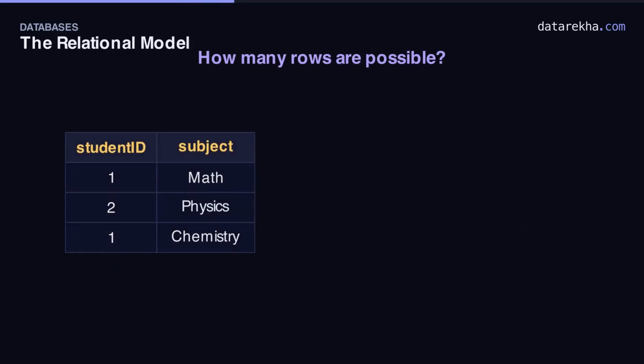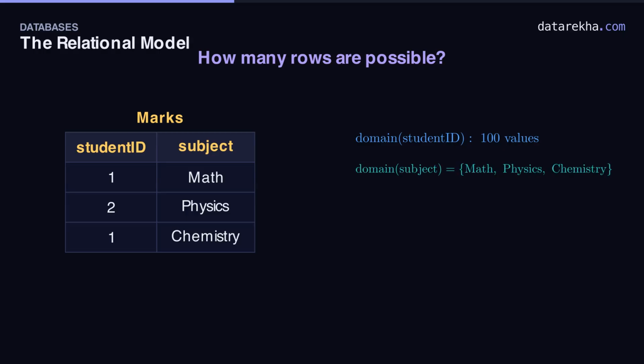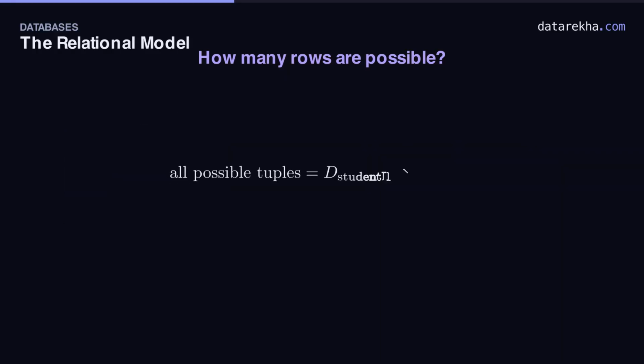Here's a lovely question that ties everything together. A relation is a set of tuples. So how many different tuples could it ever hold? Take a small relation, marks, with 2 attributes, a student ID and a subject. Each attribute draws from a domain. Say student IDs run from 1 to 100. That's 100 allowed values. And subject is one of just 3, math, physics, or chemistry. Every legal row is one allowed student paired with one allowed subject.